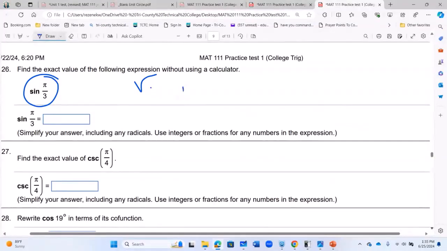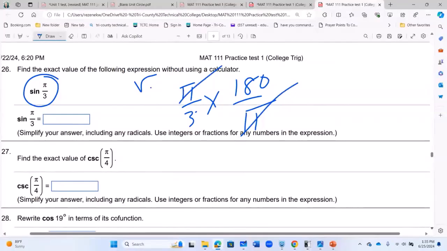What you want to do is convert pi over 3 to degrees. Multiply pi over 3 with 180 over pi. Remember that the multiplier is 180 over pi if you're converting from radian to degree. So 180 divided by 3 is 60.